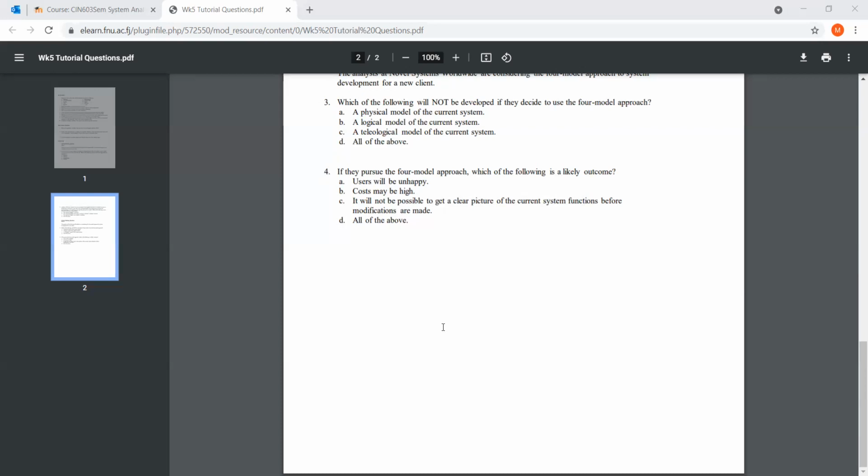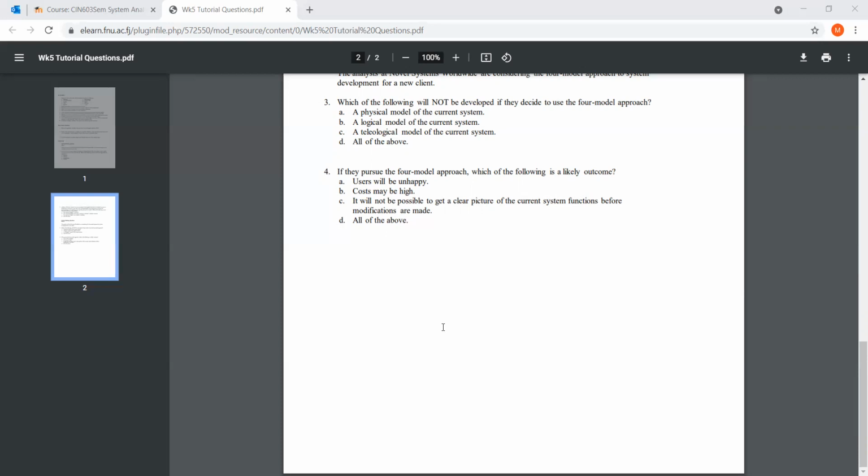B, the cost may be high. Yes, the cost may be high. Why? Because you will have to employ more people, more resources will be engaged, and generally, with more people, more resources, more hardware, more software is associated more costs. So B could be a likely answer over here.